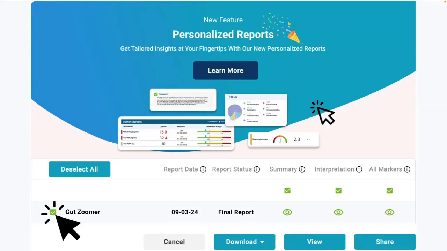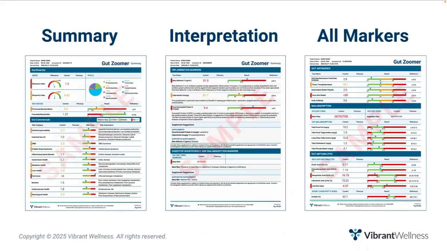Before we dive into the actual report, I want to remind you that you get to choose how much information to include in the report you download for yourself or the report you share with your patients. You have 3 options: summary, interpretation, and all markers. I'll be going over the report that includes all 3 options combined, as it is the most comprehensive.